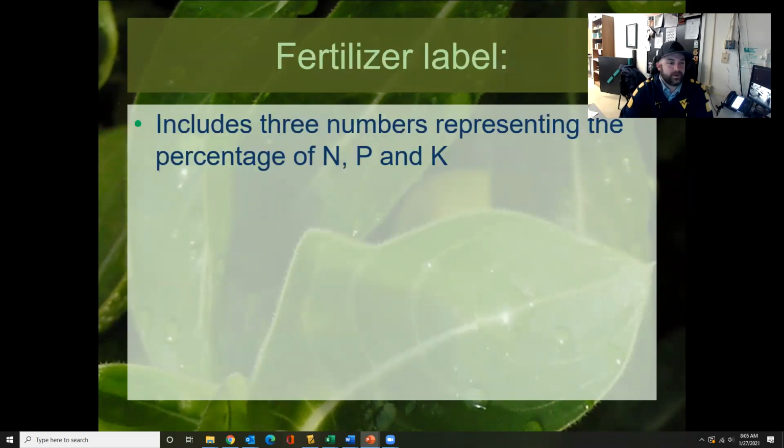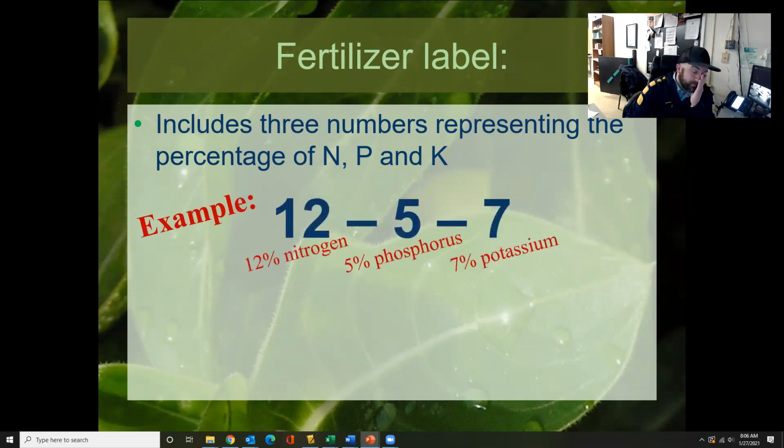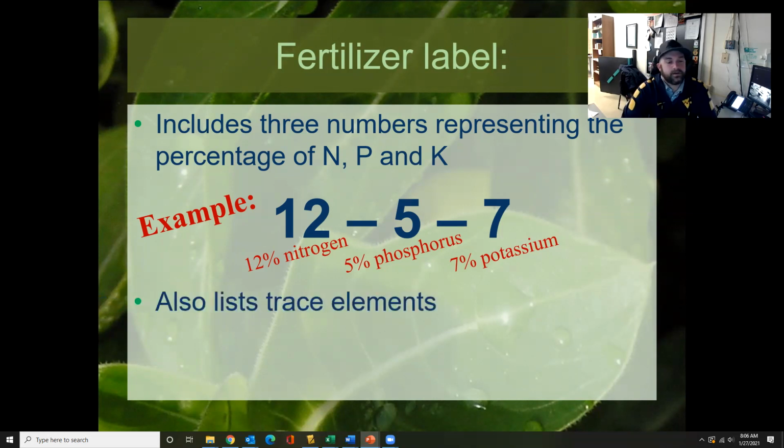Our fertilizer label includes 3 numbers representing the percentages of nitrogen, phosphorus, and potassium. Example here would be 12% nitrogen, 5% phosphorus, and 7% potassium. And there will also be some inert materials in there, but always make sure you're using the correct one.